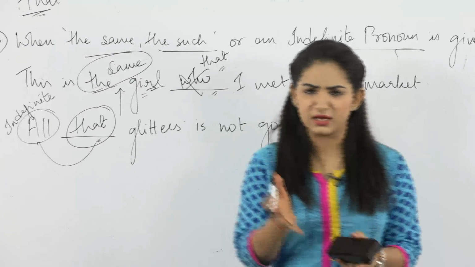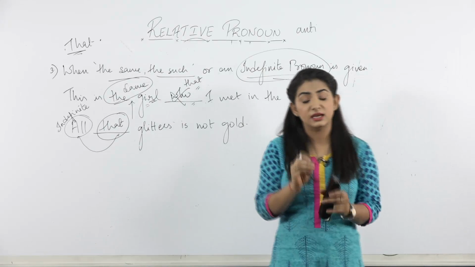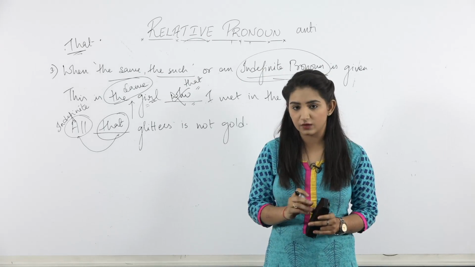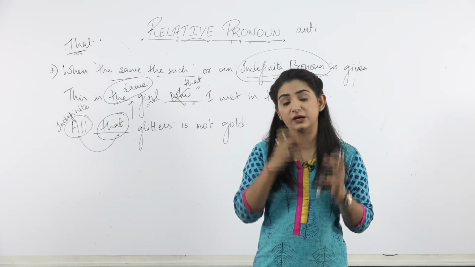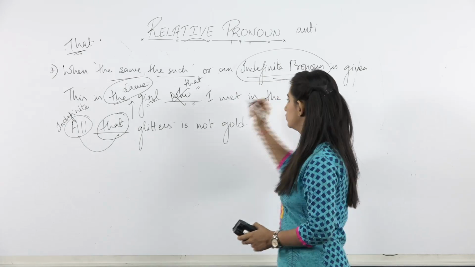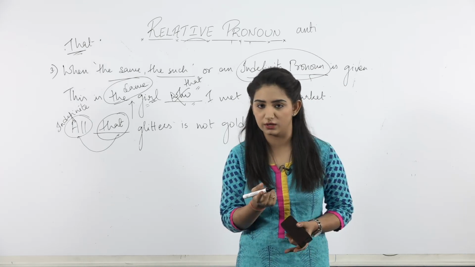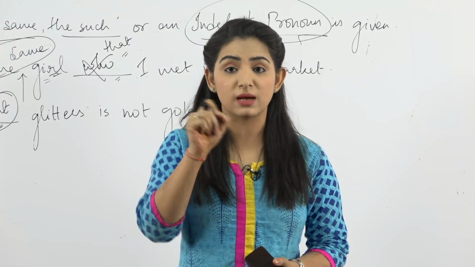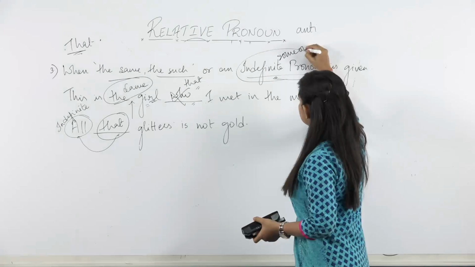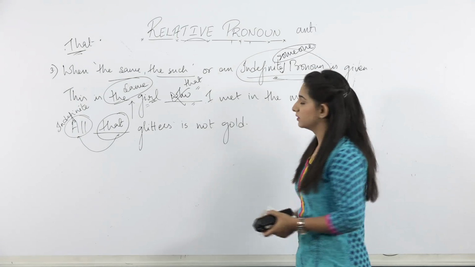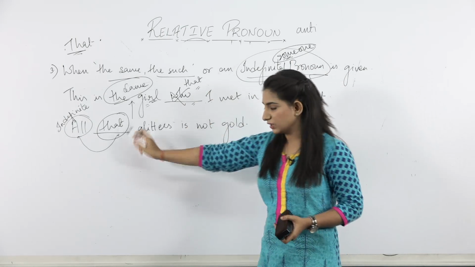Now, to make it more specific, what is an indefinite pronoun? Anything or any word which cannot define the particular amount or the particular subject, in that condition we use indefinite. Suppose someone has stolen your purse. Now you don't know who has stolen it. So in that condition, what do you use? Someone has stolen my purse. So that someone is indefinite. So that is why whenever we have indefinite pronoun, in that condition we place that.